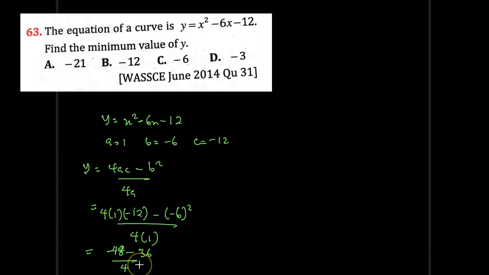So we are having -48 minus 36. And what is your answer? So I believe your answer is y equal to -84 all on 4. So -84 all on 4, you should have an answer of -21. Good. So we move on to the next.